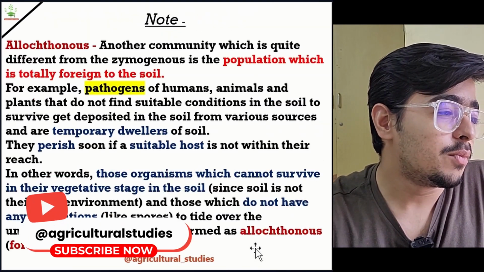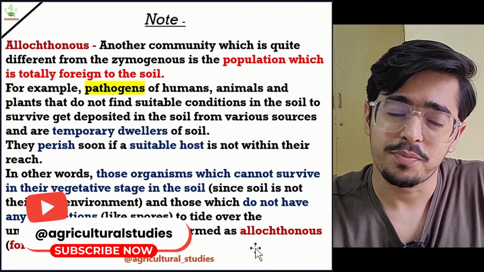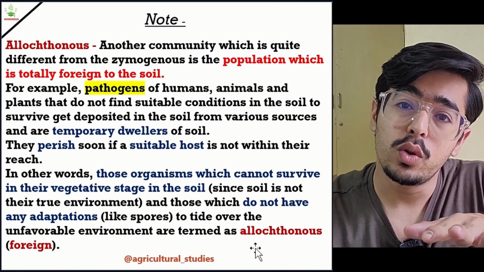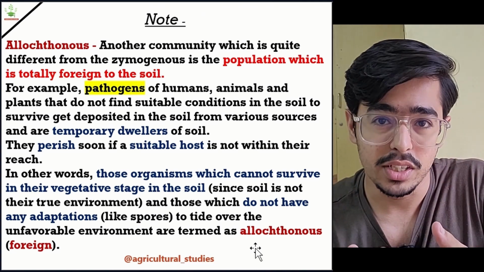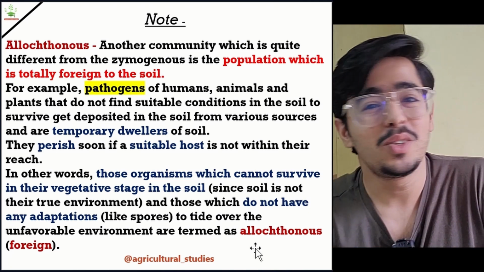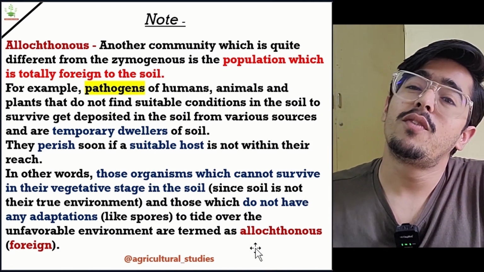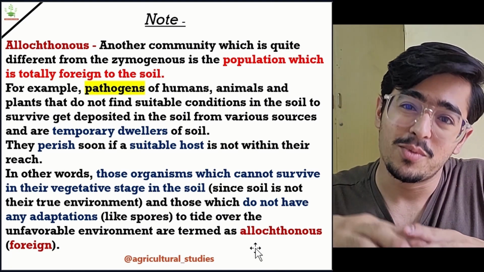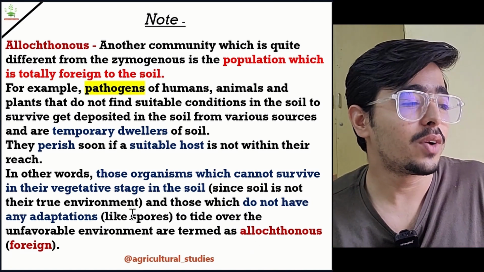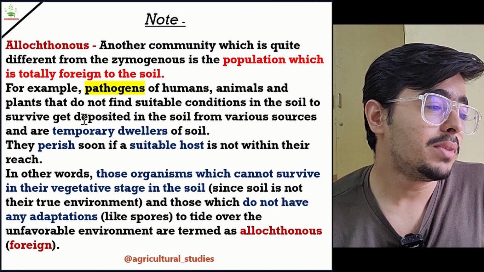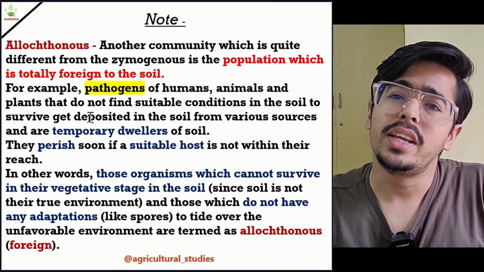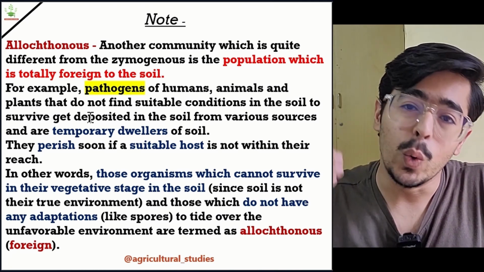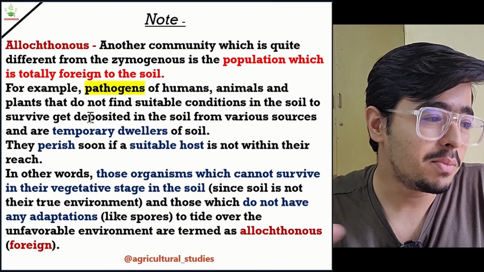So let's move to the next point, which is allochthonous. It is mentioned here as a note point that, as I told you, the autochthonous are the indigenous soil organisms. The allochthonous are the opposite of the autochthonous, meaning they are the foreigners. They are not generally present in the soil. For example, pathogens of humans, animals, and plants. Any bacteria, virus, or other pathogen needs a host, as a human, as an animal, or as a plant.